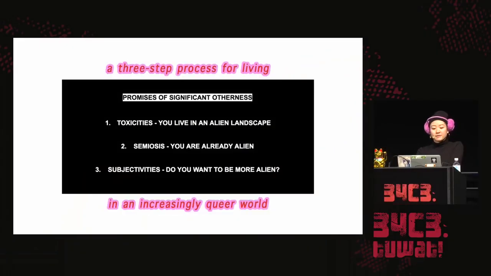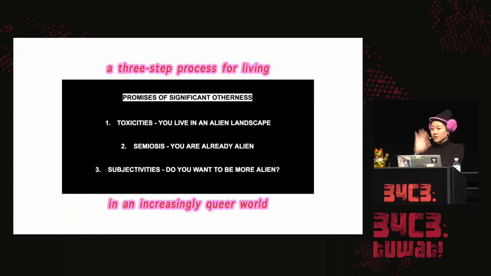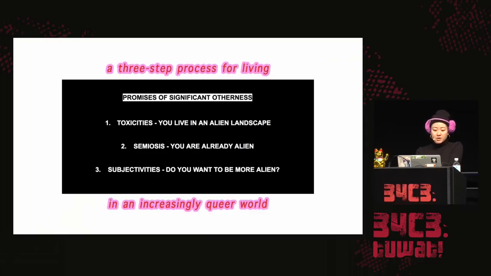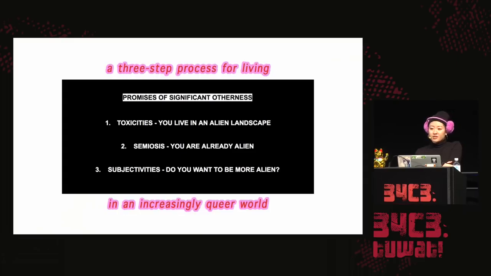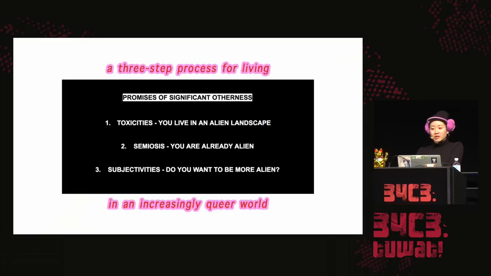So this is a three-step process for living in an increasingly queer world. The first step is toxicities. You live in an alien landscape polluted by petrochemical, agricultural, and pharmaceutical industries. Step two, semiosis: you're already alien with plastics in your urine, in your blood, in your children. And step three, subjectivities: do you want to be more alien than you already are?